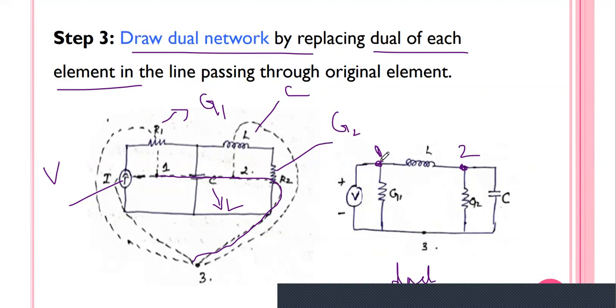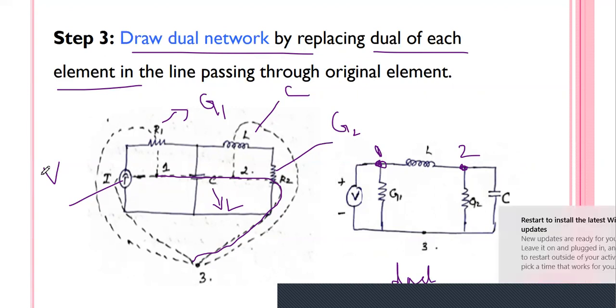In order to draw the dual network, first we have to place the nodes. How many nodes? 1, 2, 3 is a reference node. So this is node 1, this is node 2, this is node 3. So in between 1 and 3, here is a current source, and the dual element for a current source is a voltage source.